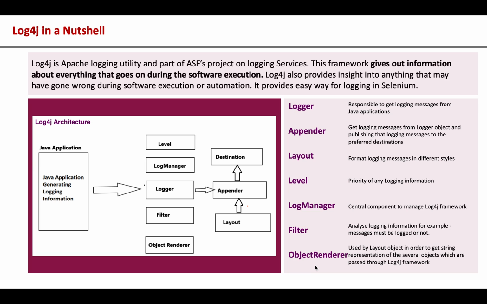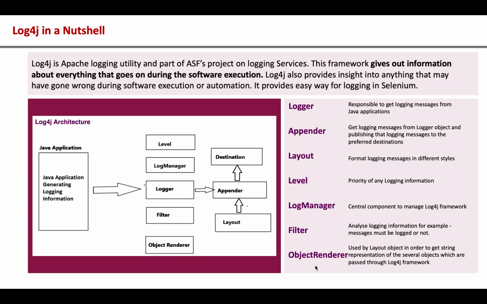Log4j is an open source logging utility by Apache Software Foundation for logging services. It provides insight on what might have gone wrong during the software execution or automation of a Java-based application. As far as the architecture goes, Log4j has three main components: logger, appender, and layout. And then there are other supporting components like level, filter, and object renderer, while manager is a central component to manage the entire Log4j framework.